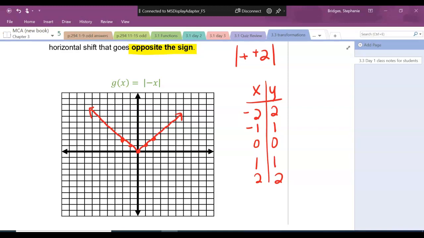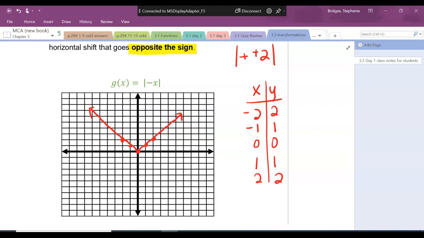But it also depends on where the negative is. If the negative is outside of my function, it's going to reflect it on the x-axis, flip it upside down. If the negative is on the inside of my function, it is going to reverse it on the y-axis. And these types of graphs don't change. Some of them will, but these types don't. Is everybody okay with that?